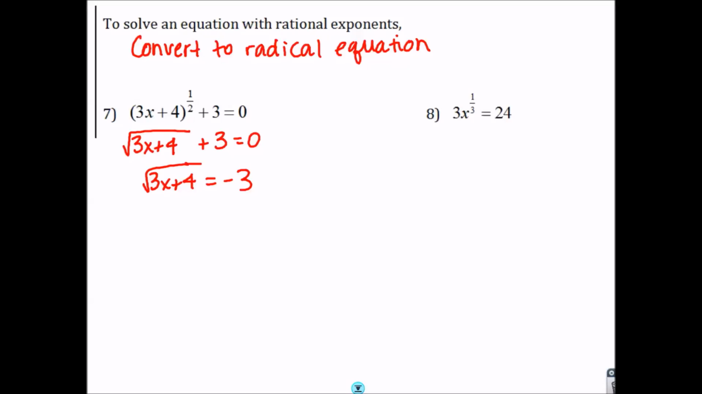So here we have square root of 3x plus 4 equals negative 3. Remember that the index on this, there is an invisible 2 here. So this is an even index, and it equals a negative number. So we can stop here and say there is no solution. If you kept solving, you'd get an answer for x, but when you plug it back in, it does not work.